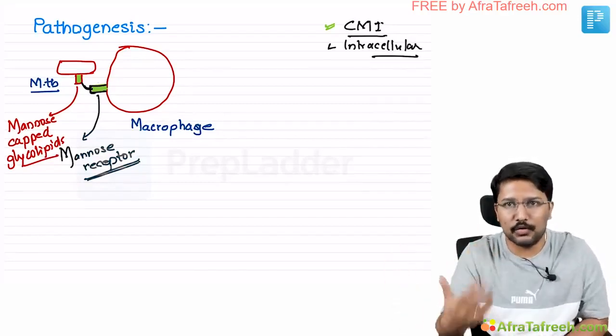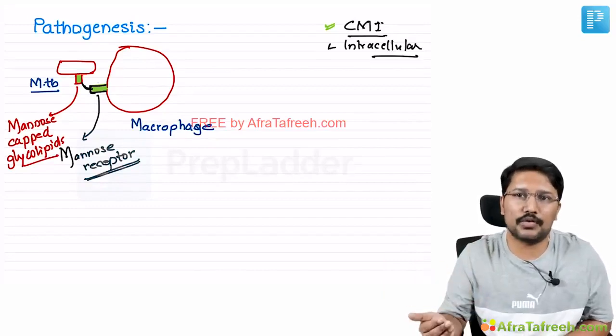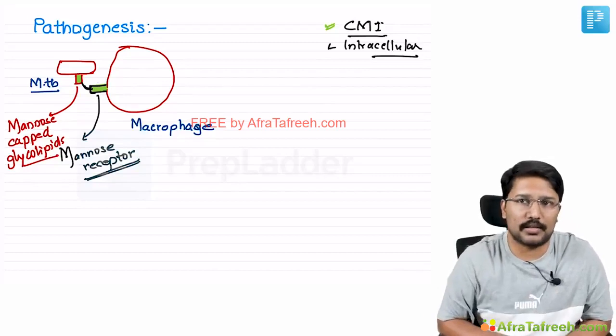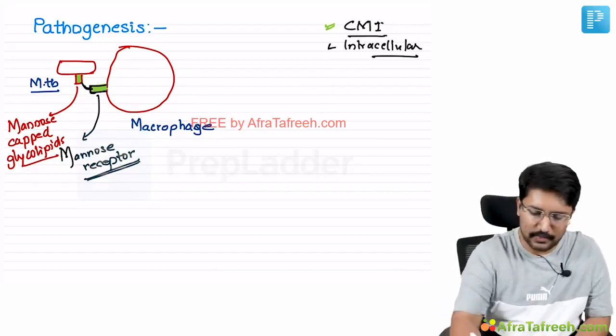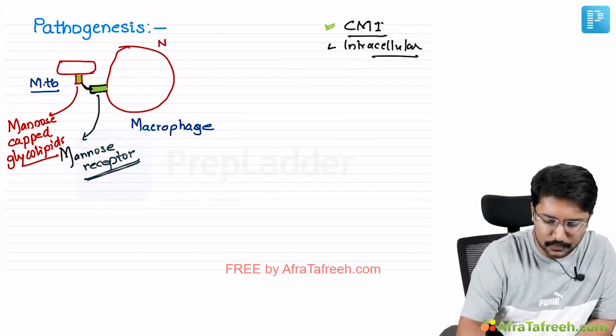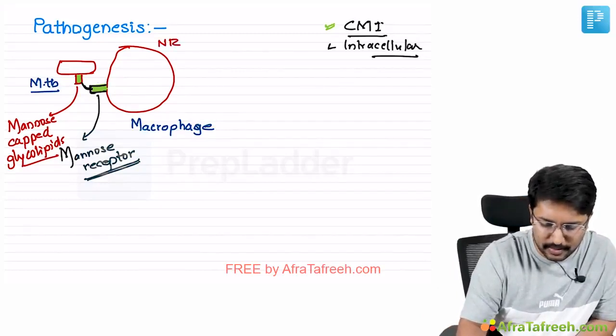So probably for the human body, the best defense against tuberculosis would be not to allow macrophages to phagocytose these bacilli. Do we have something like that? Yes, we have a protein called NRAMP1, right? We call it NRAMP1.